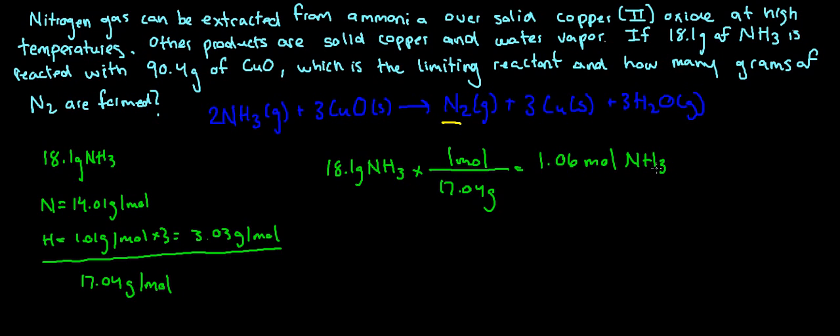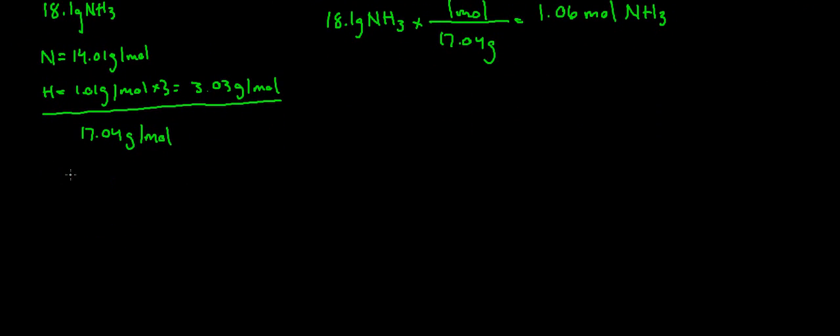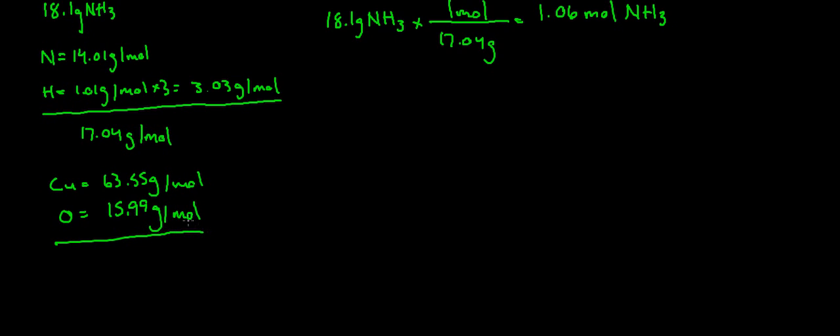So now that I have the moles of NH3, I need to find out the moles of my other reactant, which is copper oxide. Copper has a molar mass of 63.55 grams. Oxygen has 15.99 grams. And there's one of each, so this is just a very simple addition problem. This will be 79.54 grams a mole.